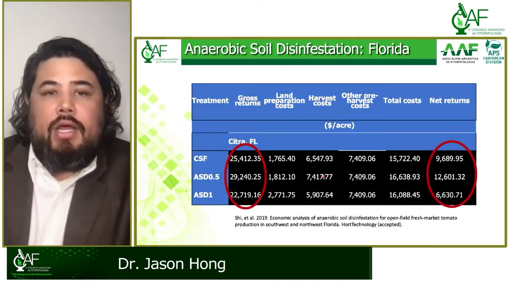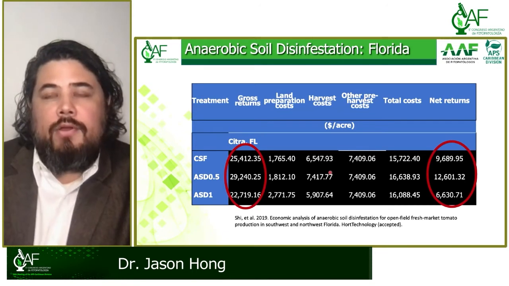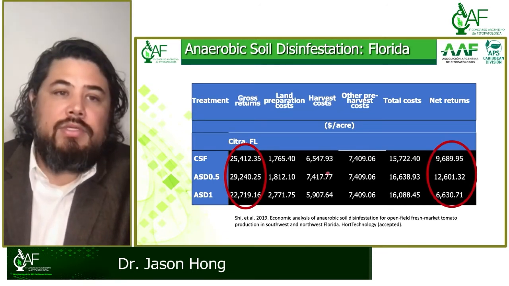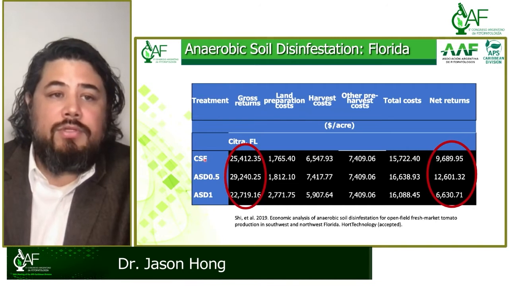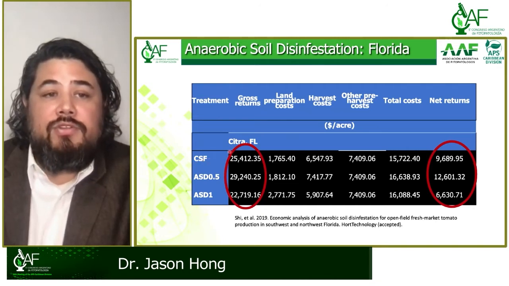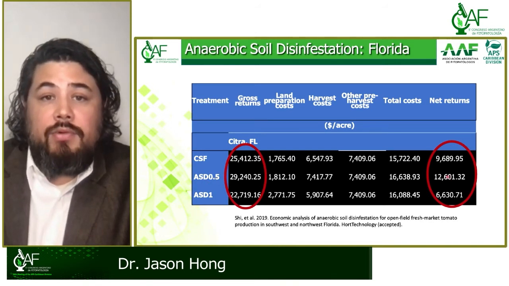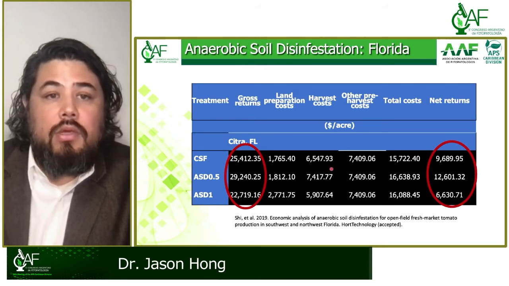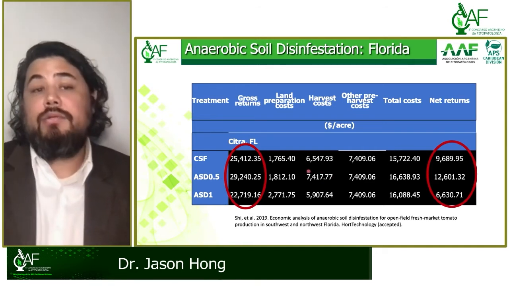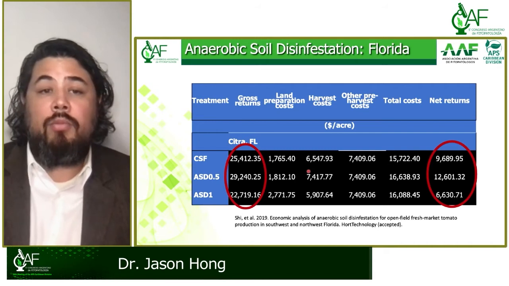We worked with an ag economist to see how economical using ASD was compared to the grower standard or the chemical fumigation. We worked in Citra, Florida, and compared tomatoes. What we found using a half rate or ASD 0.5, so half the amount of molasses, we had a net return greater than the grower standard. Part of that was due to the harvest. The tomato plants, we had more tomatoes than the grower standard and a higher marketable yield.